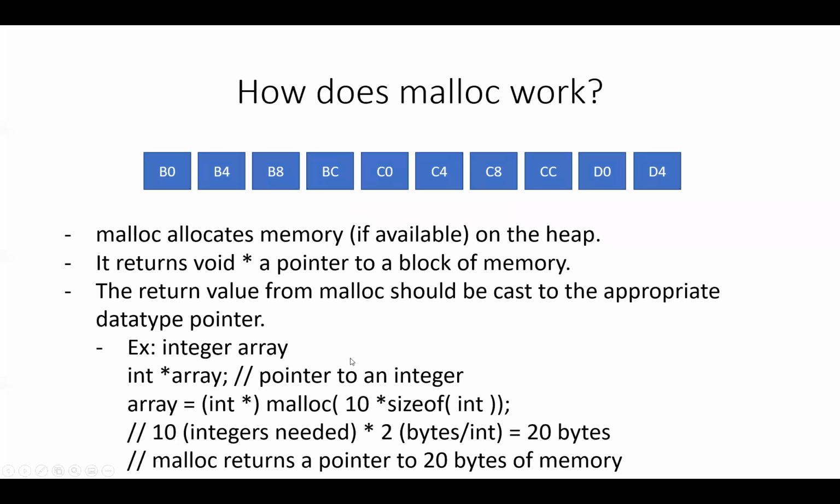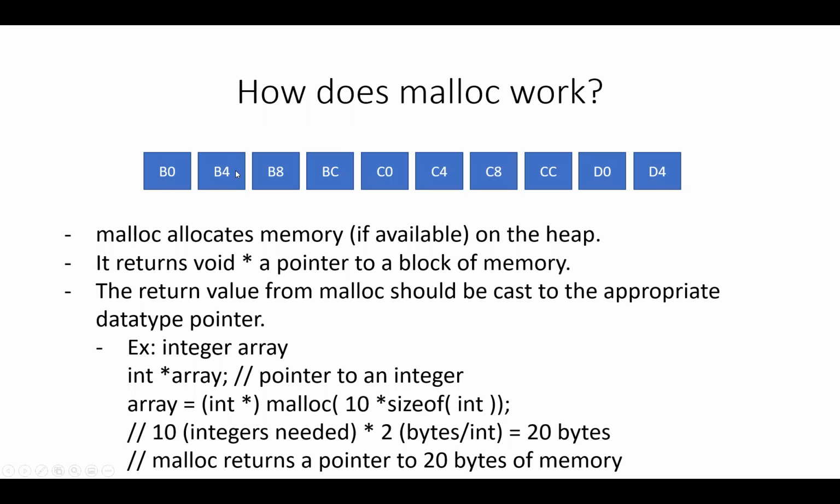So you'll see here that you can think of your array as a series of blocks in memory, with each one of these blocks holding an individual integer. And as you saw in the earlier video, malloc allocates that memory, if it's available, on the heap, and it returns a pointer to a block of memory that you must then cast to an integer pointer. Now, what does that mean?